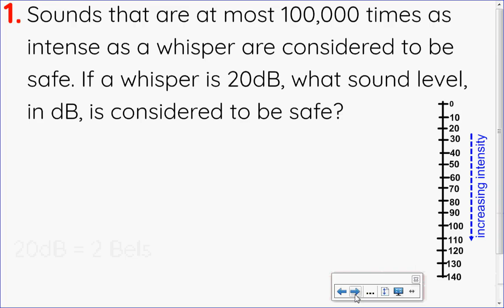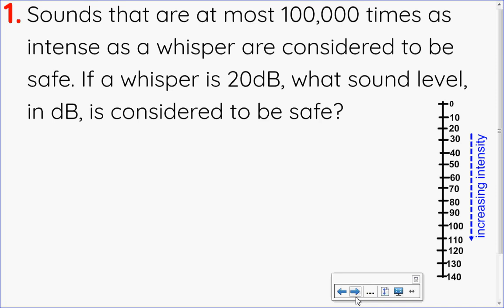Let's get started. My first word problem involves sound. So sound is something that is measured in decibels. If we have sounds that are at most 100,000 times as intense as a whisper, considered to be safe, and a whisper measures 20 decibels, what sound level in decibels would be considered to be safe?